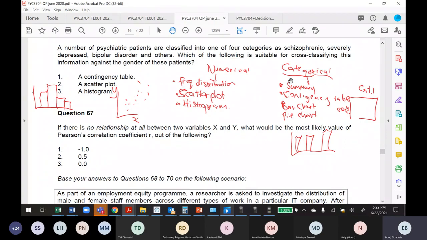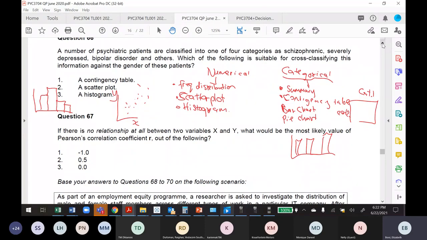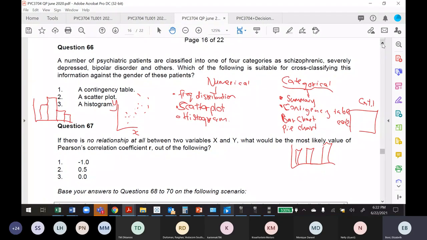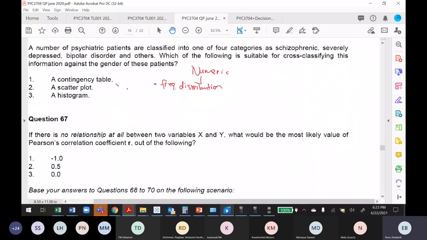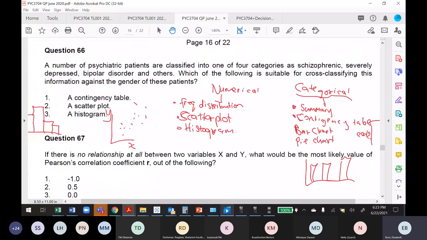So in terms of the information that you are given, on question 66, it says the number of psychiatric patients are classified into four categories. So already, you should jump up and down and say, oh, they say categories. They don't give you the marks for each question, so that you know how much you are scoring here. You should already know by then which graph you're going to be using.